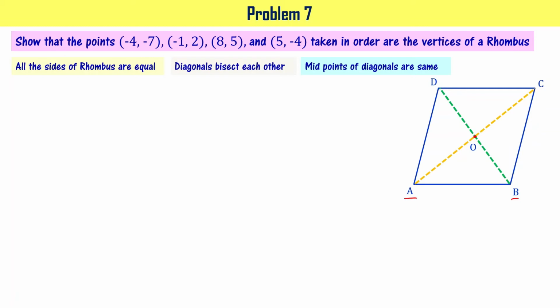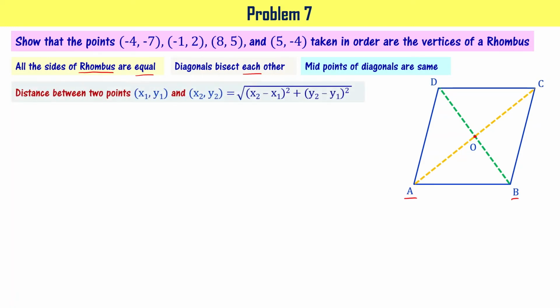Now using the distance formula, we can see whether all the sides of the given geometry are equal or not. If they are equal and if the diagonals bisect each other, then we can say that the given geometry is a rhombus, right? We know the formula for distance between 2 points.